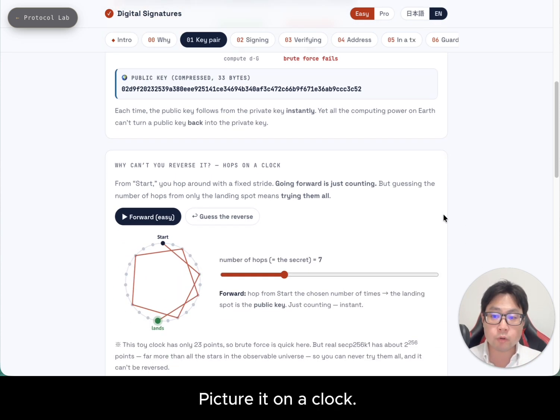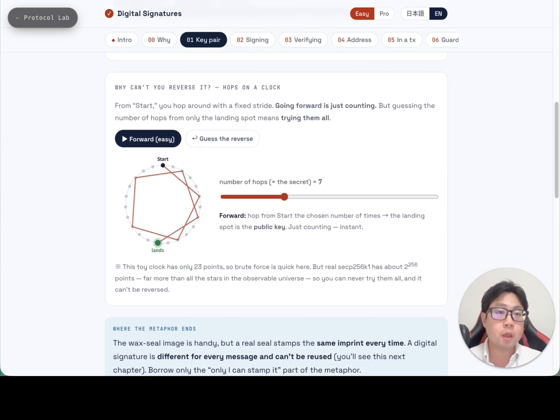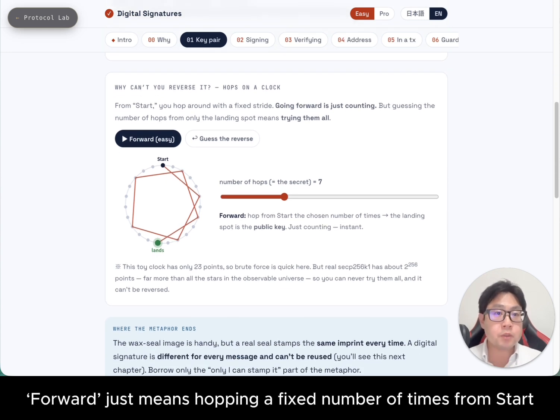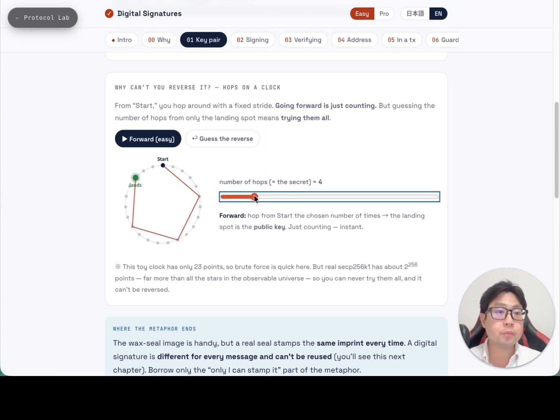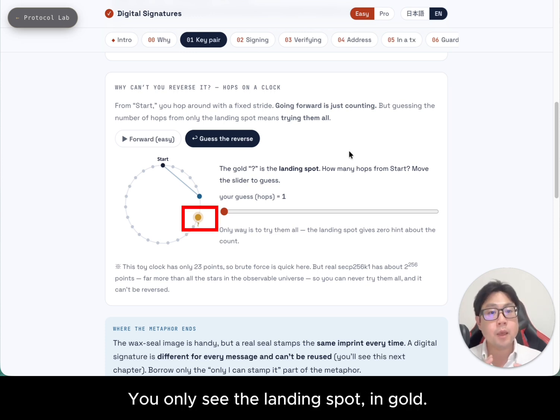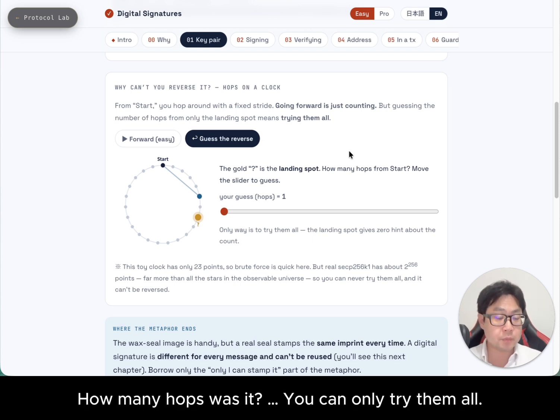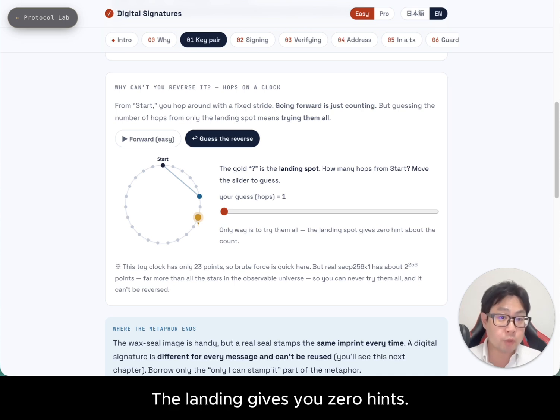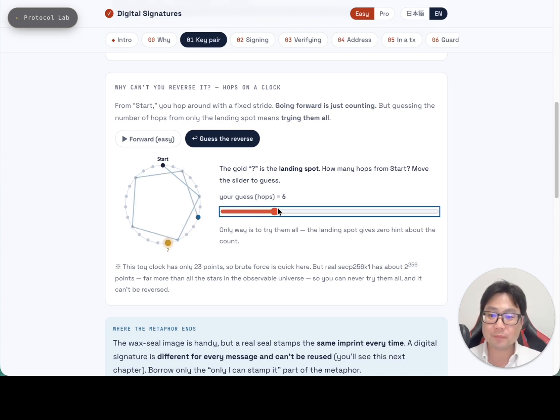Picture it on a clock. Forward just means hopping a fixed number of times from the start, like this. Easy, you are only counting. Now the reverse. Hit reverse. You only see the landing spot in gold. How many hops was it? You can only try them all. The landing gives you zero hints. Like this.